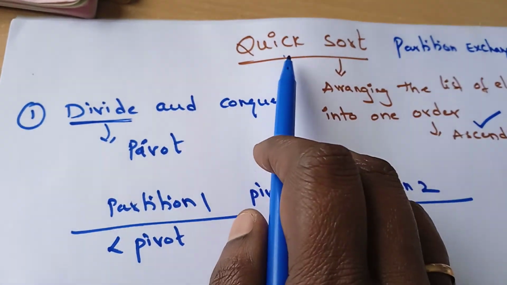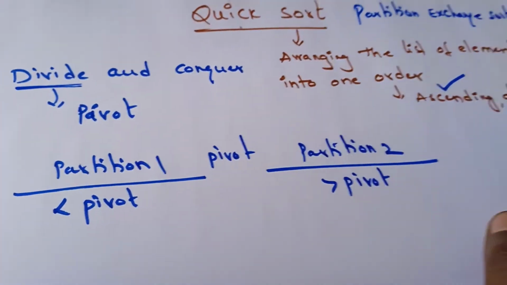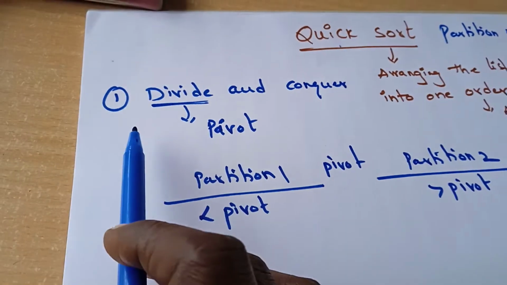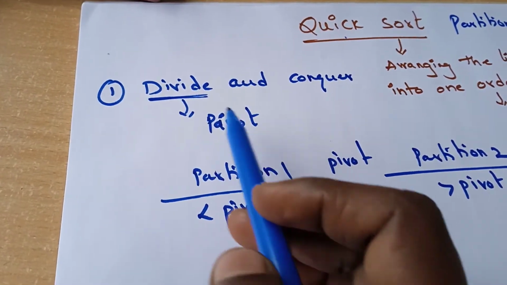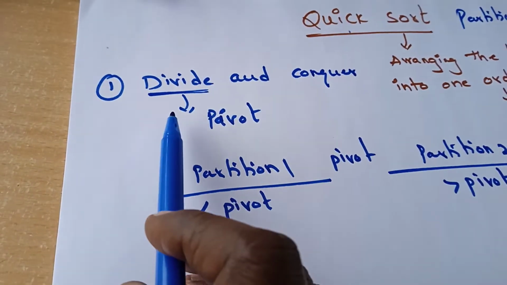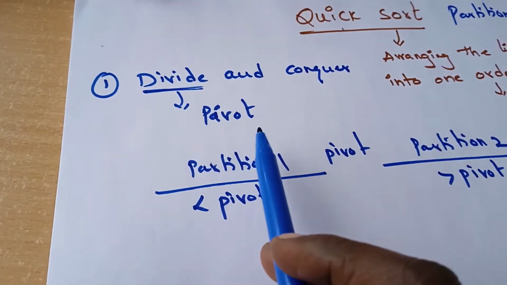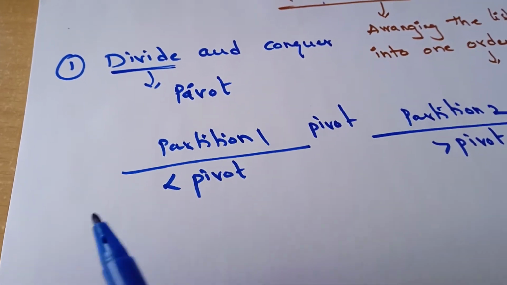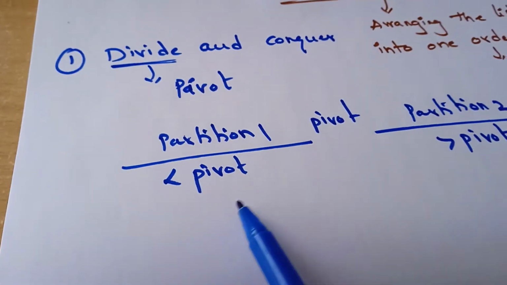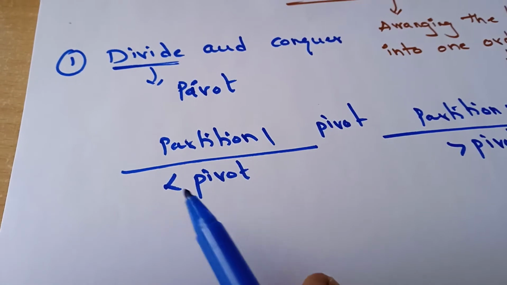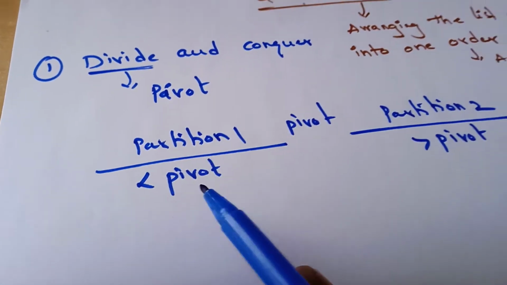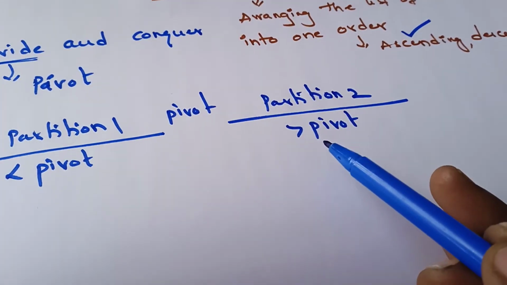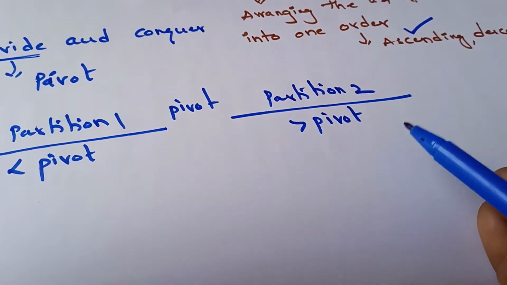Now what is quicksort? Sorting is arranging the list of elements into one order. Quicksort means we'll follow one fundamental idea, which is divide and conquer. We'll divide the whole list of elements based upon the pivot element into partitions. The first partition will always be less than the pivot element. The second partition, that is the right side partition, will always be greater than the pivot element.